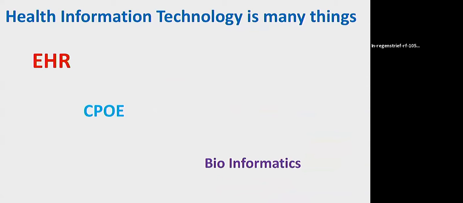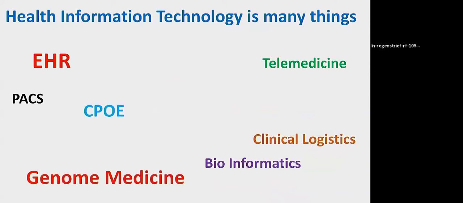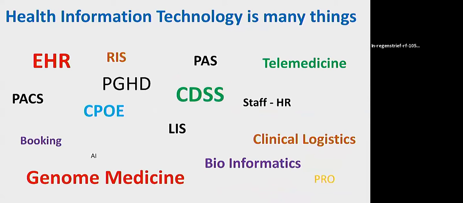Because in healthcare, the information technology is many things. If we look at the different systems that we are using, then they have different abbreviations and so on. And it seems very complex and very complicated, but maybe it's not completely. But let's have a look at it.